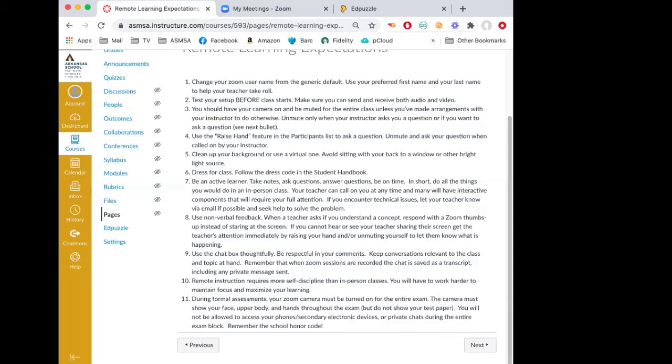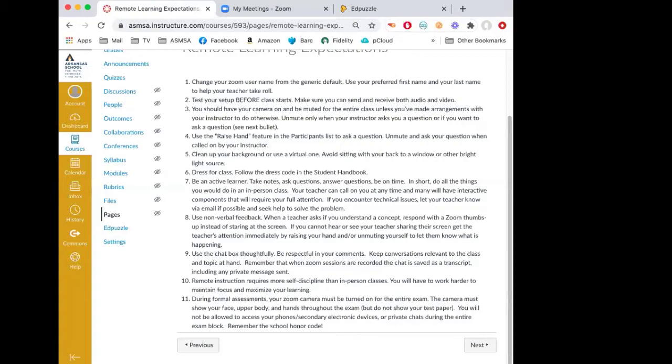Okay, I still have a few students without cameras, so I need those cameras up and going. By the time we do semester exams, you have to have the camera turned on. I have to watch you take the semester exam and the formal assessments. Your camera should be showing your face and your upper body.